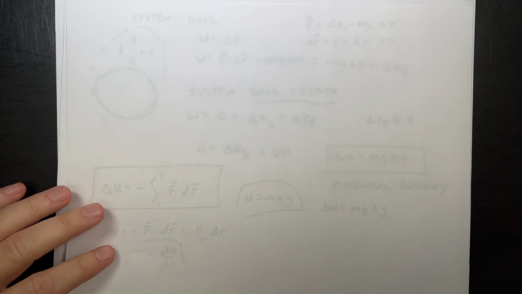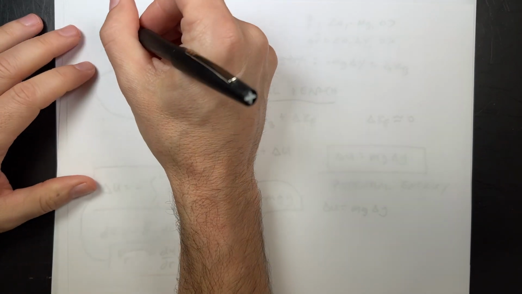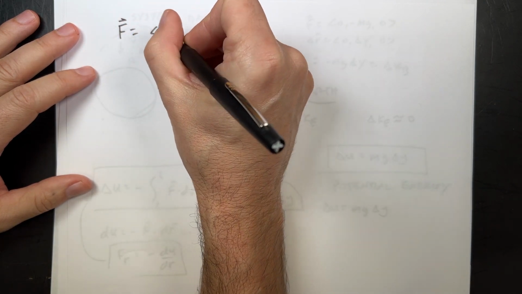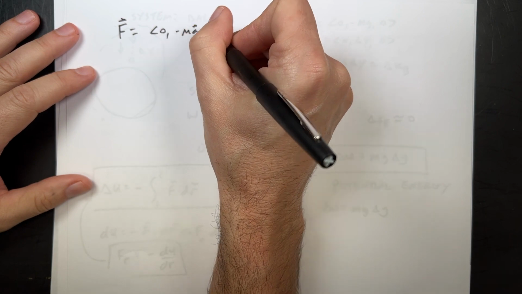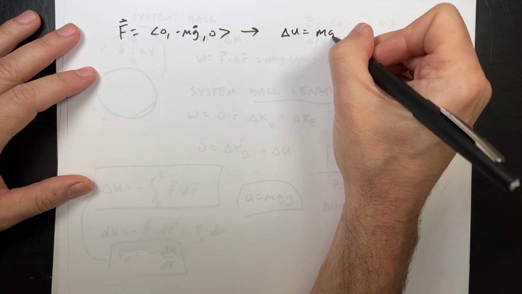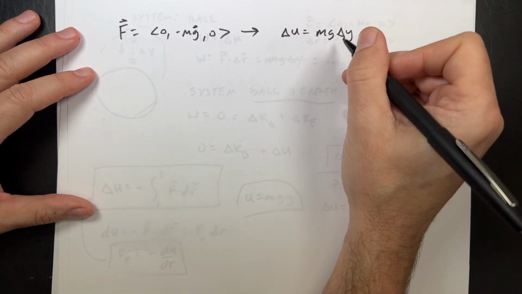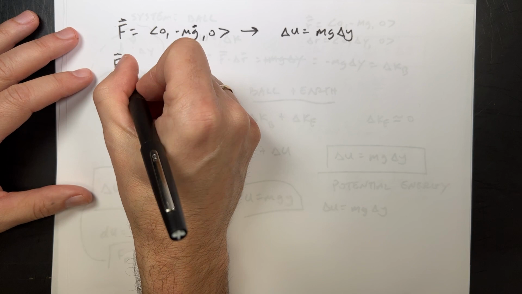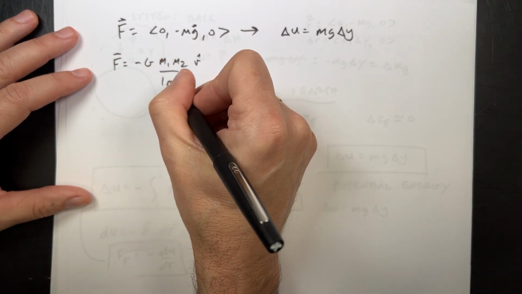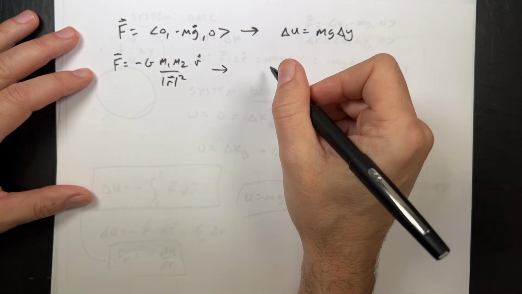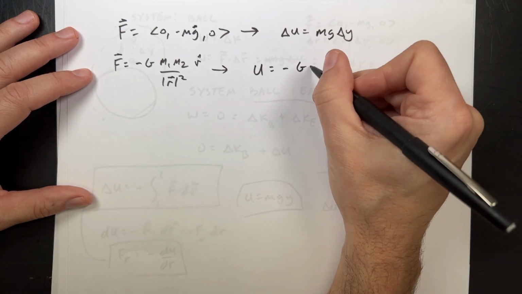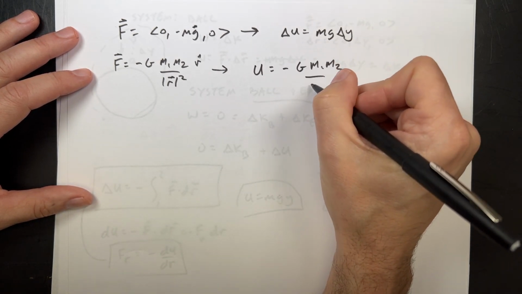So there's a couple other potentials. I'm not going to derive these here; I will derive these later. If I have F equals 0, negative mg, that's not a vector, 0, then I get a delta U of mg delta y. If I have F equals negative G m1 m2 r hat over r squared, then I can solve this as a potential, and I get U is negative G m1 m2 over r.